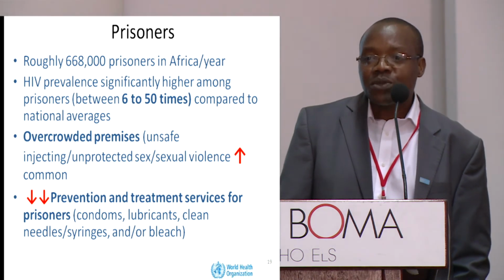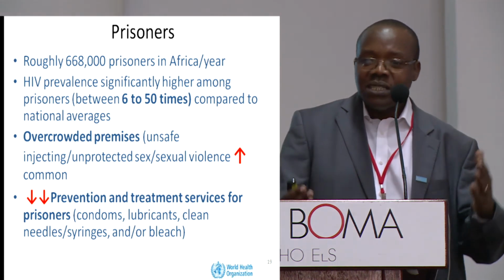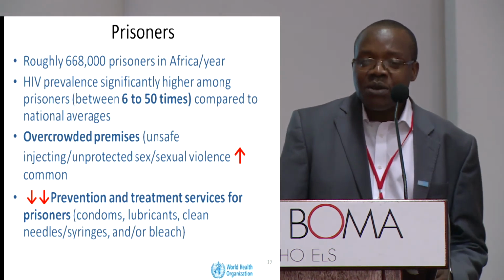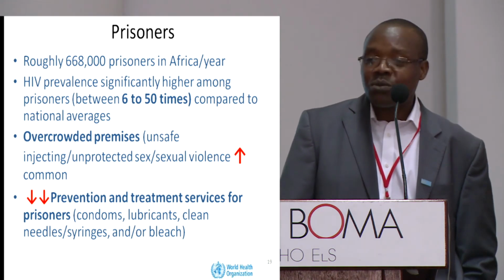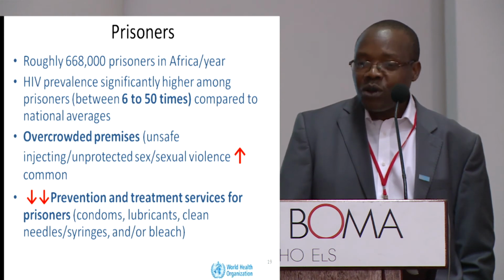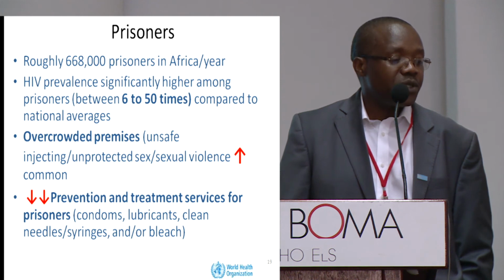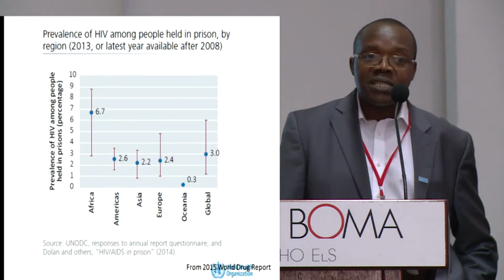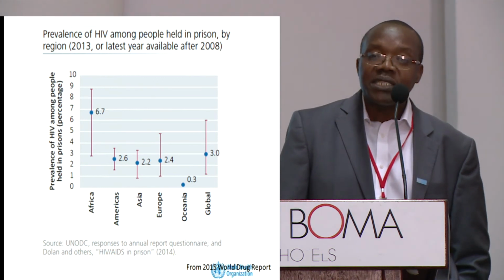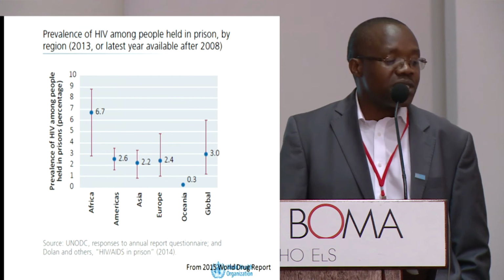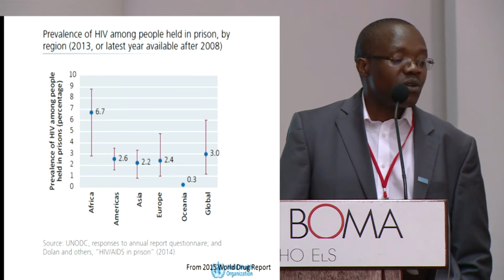Again, programming is an issue in this group. Actually, prisoners are one of the low-hanging fruits because we know where they are. They're just in institutions. But programming is an issue because of stigma, discrimination, and the laws in some countries. You can't even talk of condom distribution to prisoners. So that is a really big issue. But HIV prevalence, as I said, is very high, even higher in Africa compared to other regions. We have, on average, 6.7% prevalence in prisoners.